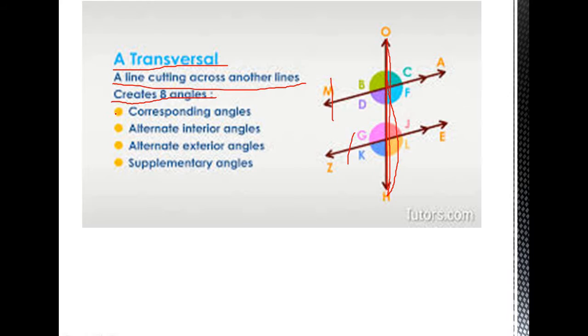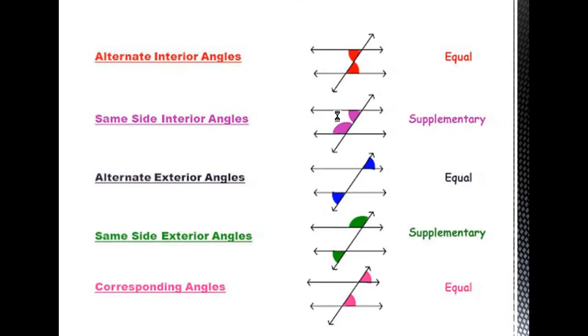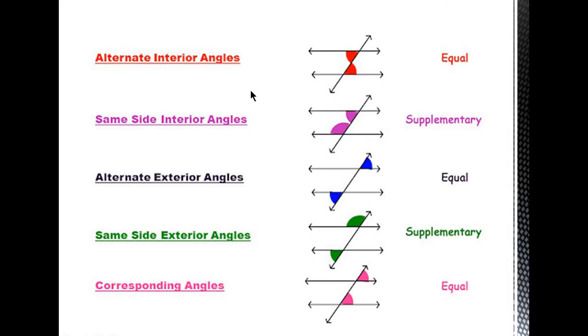And what types of angles are formed? First corresponding angles are formed, then alternate interior angles, then alternate exterior angles, and then supplementary angles. What are those angles? We'll see in our next slide. Here is a brief introduction about all this.